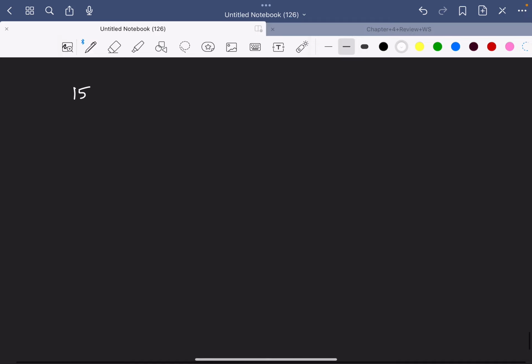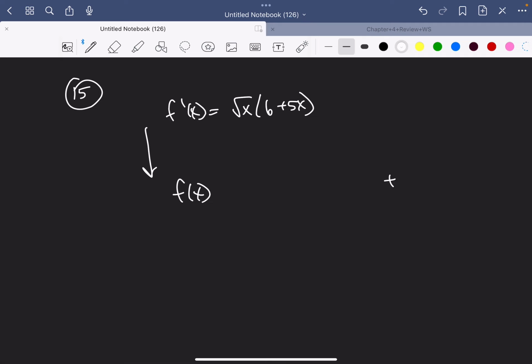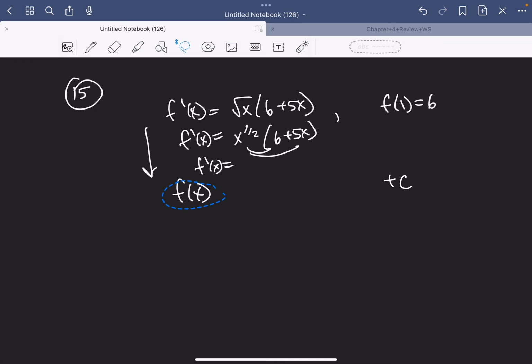Well, then 15. So then 15 says, look, if the derivative is the square root of x times 6 plus 5x, then find f. Well, we know when we find f, it's going to create a constant that we have to solve for, and we're going to use the fact that f of 1 is 6 to find that constant. Right? So before we do anything, we are going to change our form to x to the 1/2 times 6 plus 5x, and then we're going to distribute through this x to the 1/2. Notice we haven't done any sort of antiderivative yet. All we've done is change the form.